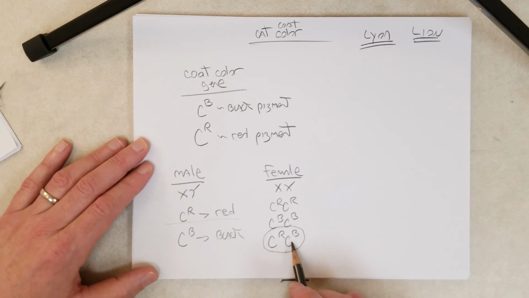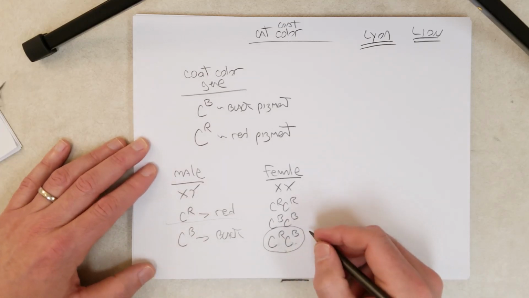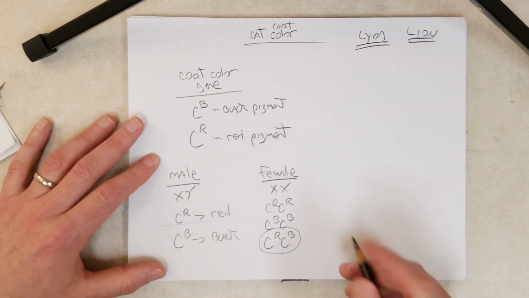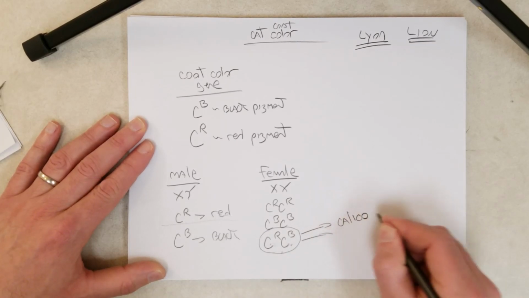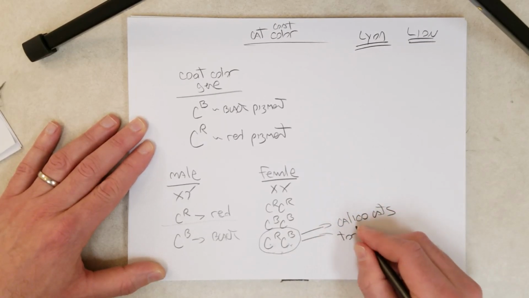Remember, these are on the X chromosome, and according to the Lyon hypothesis, both of these alleles aren't going to be expressed. Only one is going to be expressed in any given cell. For the first few weeks after conception, they both may be expressed, but by the time the kitten is born, only one of these is going to be expressed in each cell. So cats with this genotype are what we know as calico cats or tortoiseshell cats.